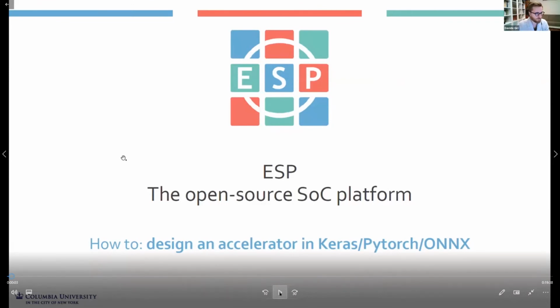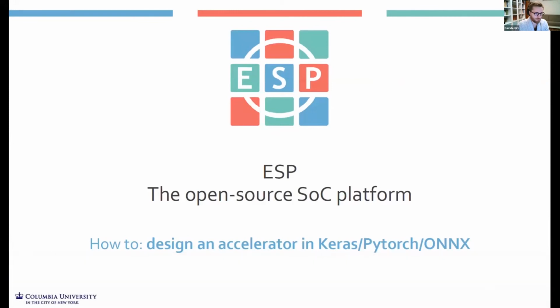In this tutorial, I will show one of the ESP accelerator design and integration flows. This flow leverages a tool called HLS4ML that is able to automatically generate an accelerator starting from a Keras, PyTorch or ONNX model. With this flow, then ESP automatically integrates these HLS4ML accelerators into a full SoC, and we will go all the way down to deploy the SoC on FPGA and test it.